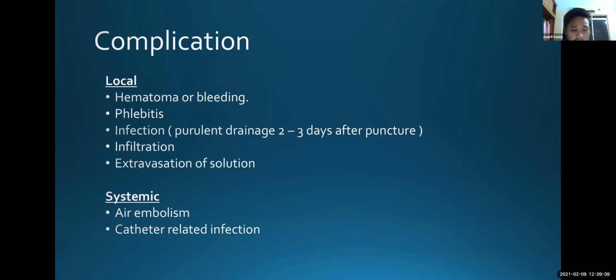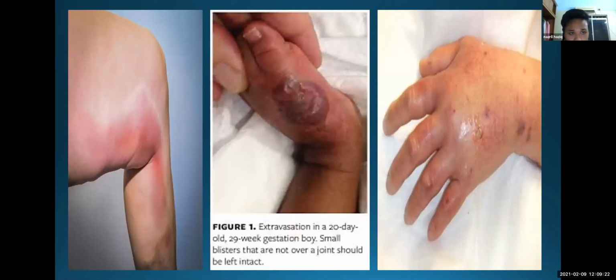So catheter-related infection is when contamination happens and microorganisms are able to enter the puncture site, which may lead to sepsis or bacteremia. Okay, the first picture is a picture of phlebitis. You can see the redness streak along the vein, and the next picture at the center is extravasation. So you can see the destruction of the tissue at the site of injection. And the last picture is infiltration.